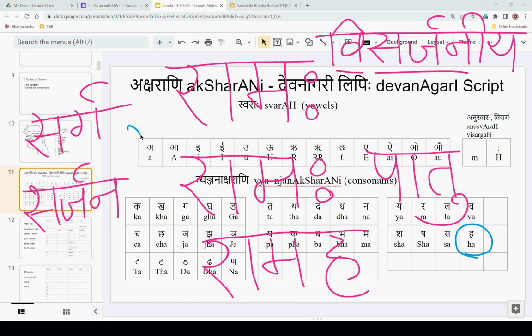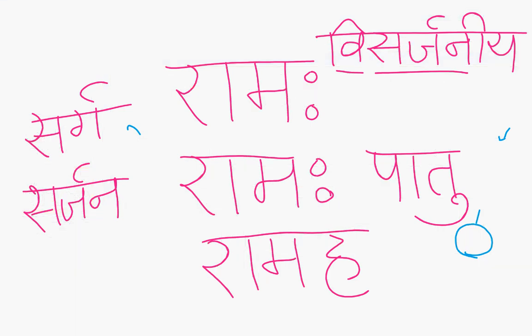How do we distinguish them? Mainly the confusion happens with the visarga and ha. When we write Rama like this, there is a tendency to say Ramaha. When you see the difference there, Rama, Ramaha. When I say Ramaha, if you notice, there is a vibration in it, which is called nada.